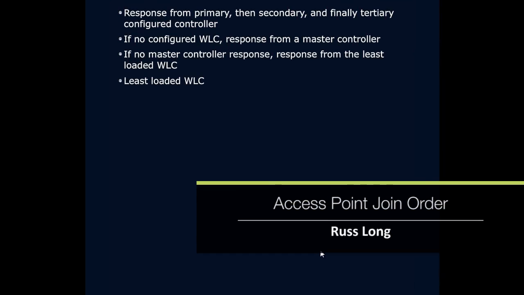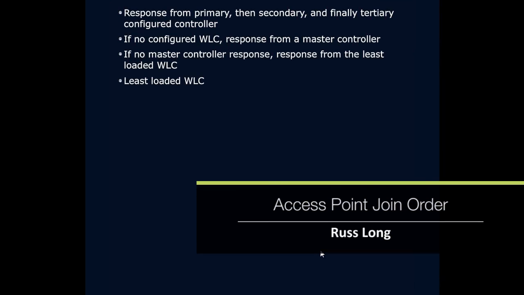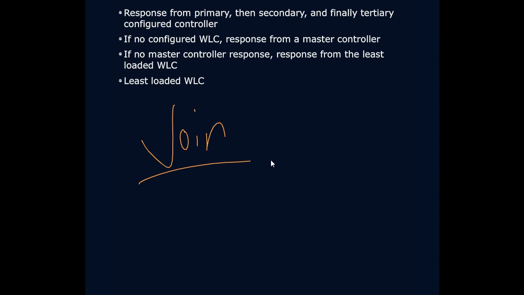All right, so what happens when we go through that discovery process? Well, now we need to join a wireless LAN controller, don't we? This is the join process. We've discovered all the different wireless LAN controllers through the CAPWAP process. I now have, let's say, 3 wireless LAN controllers.